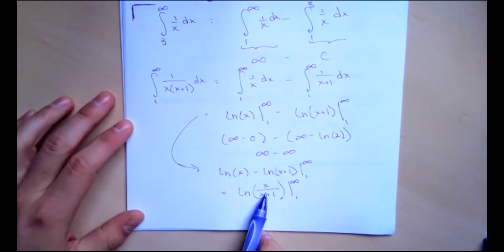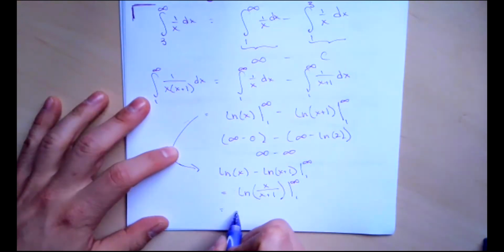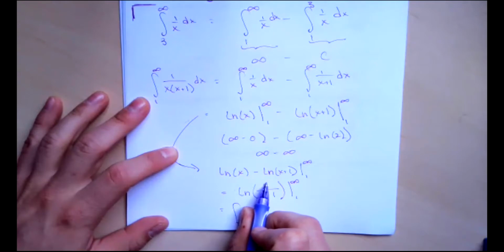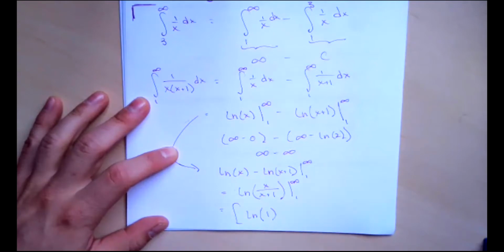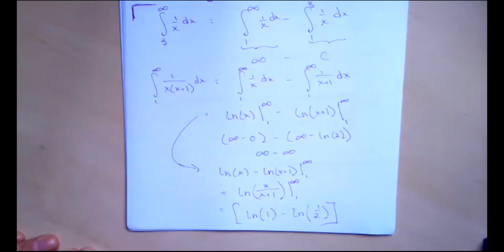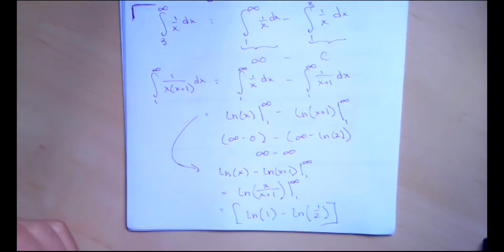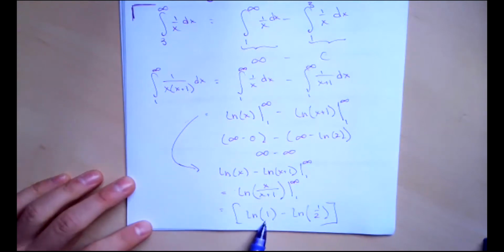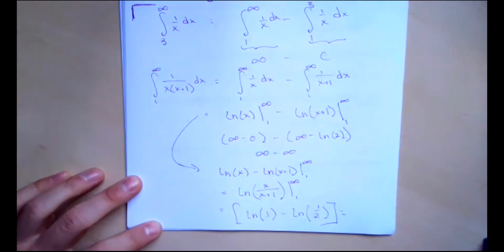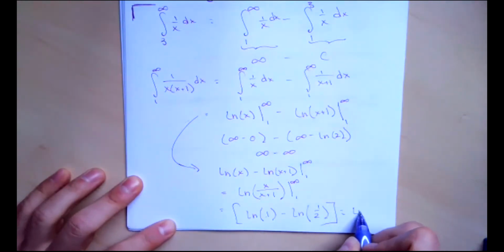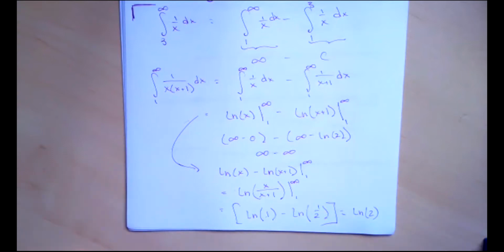And now what happens when I plug in infinity to this guy? We essentially get natural log of the limit as x goes to infinity, which is just going to be 1 now, minus natural log of 1/2. And it's the fact that these two infinities, this infinity minus infinity, are both the same order of magnitude in terms of their infinity, and we do actually get a finite limit. Of course, natural log of 1 is 0. Negative natural log of 1/2, we can just write as natural log of 2.